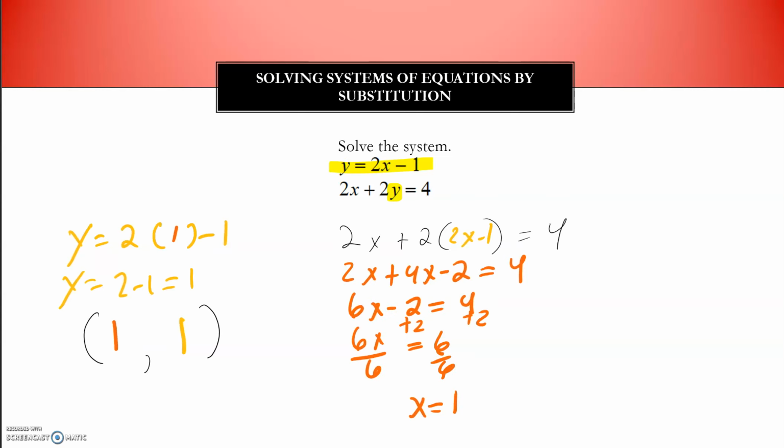And the answer here is (1, 1). So I substituted 2x minus 1 in for y into the second equation, did the distributive property and combined like terms. So I got 6x minus 2 equals 4. Add 2 to each side, so I get 6x equals 6. Divide both sides by 6, and x is 1. Plug that 1 back in, y equals 2 times 1 minus 1, which is 1. (1, 1).